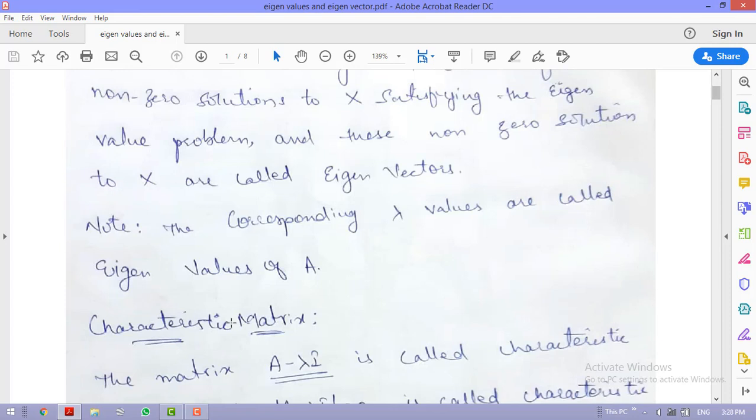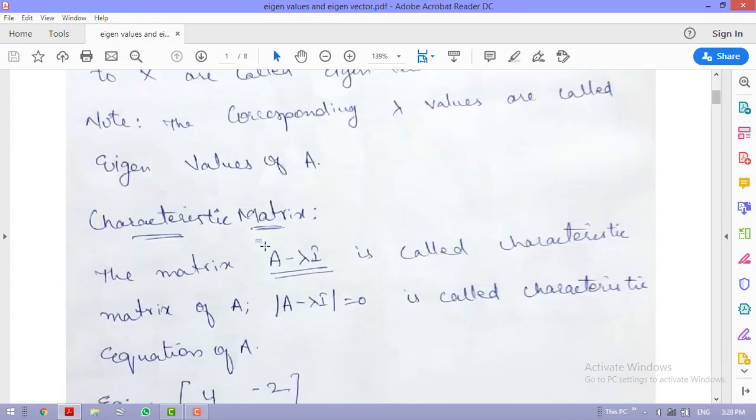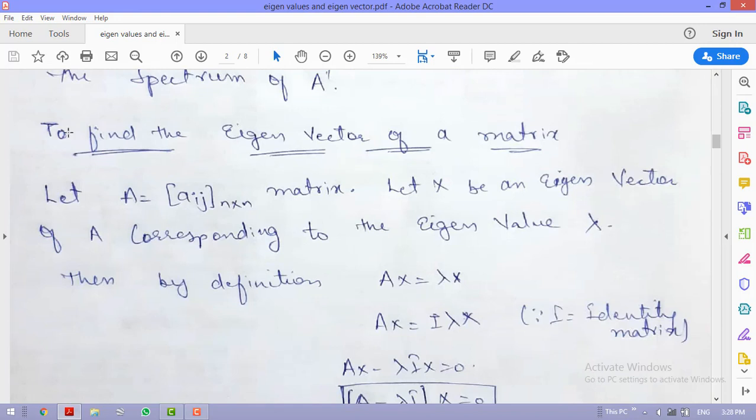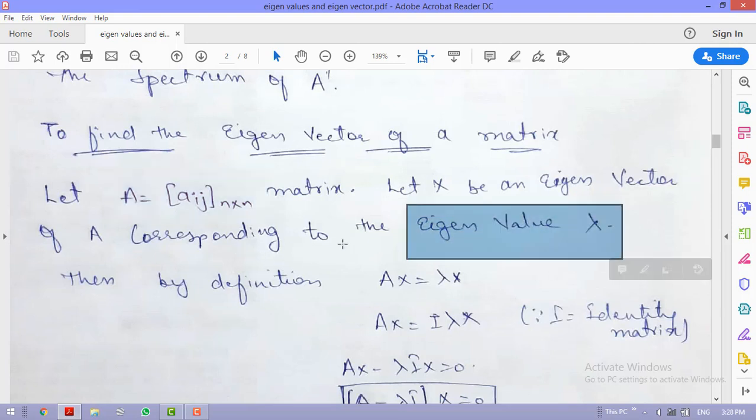So let us now see what a characteristic matrix is. Here I wrote Ax = lambda x, but here I have A minus lambda I, where I is a unit matrix. So let us first see how we got that. To find the eigenvector of a matrix, let A be the matrix of elements a_ij whose order is n by n, and x be an eigenvector corresponding to the eigenvalue lambda.